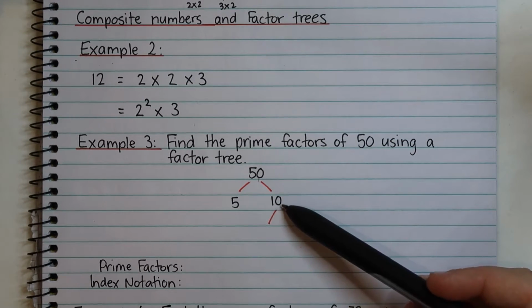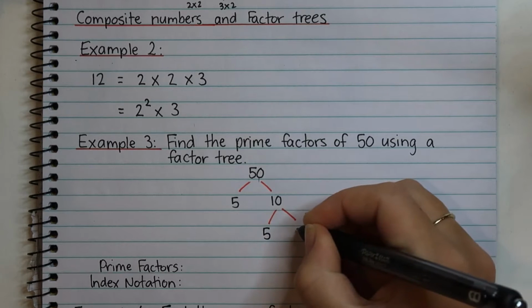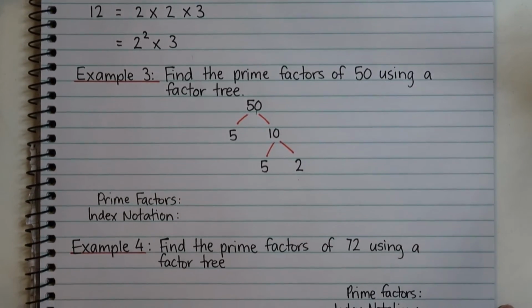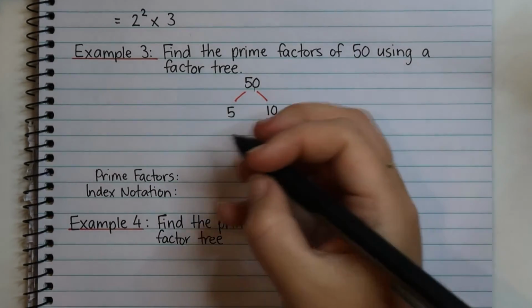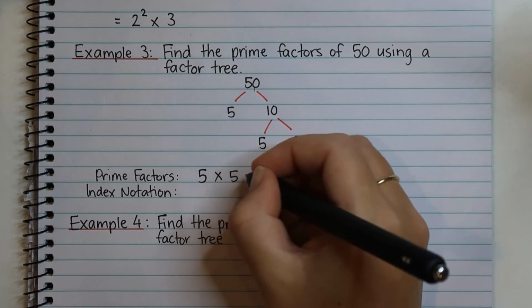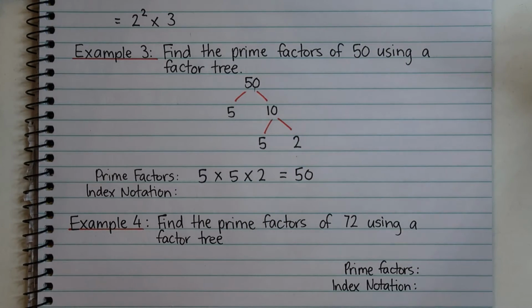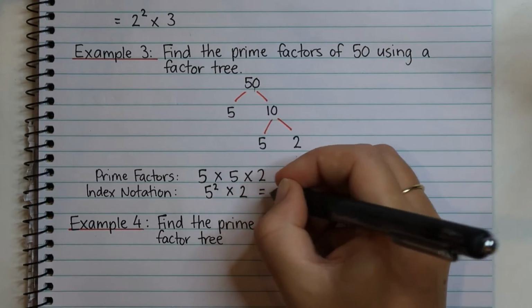So we need to think of a factor pair of the given number 10, and I have thought of 5 and 2. So these 2 numbers are both prime numbers. So now I can stop. So writing out our prime factors, we get 5 times 5 times 2, which is going to give us 50. Writing this in index notation, we get 5 to the power of 2 times 2 is equal to 50.